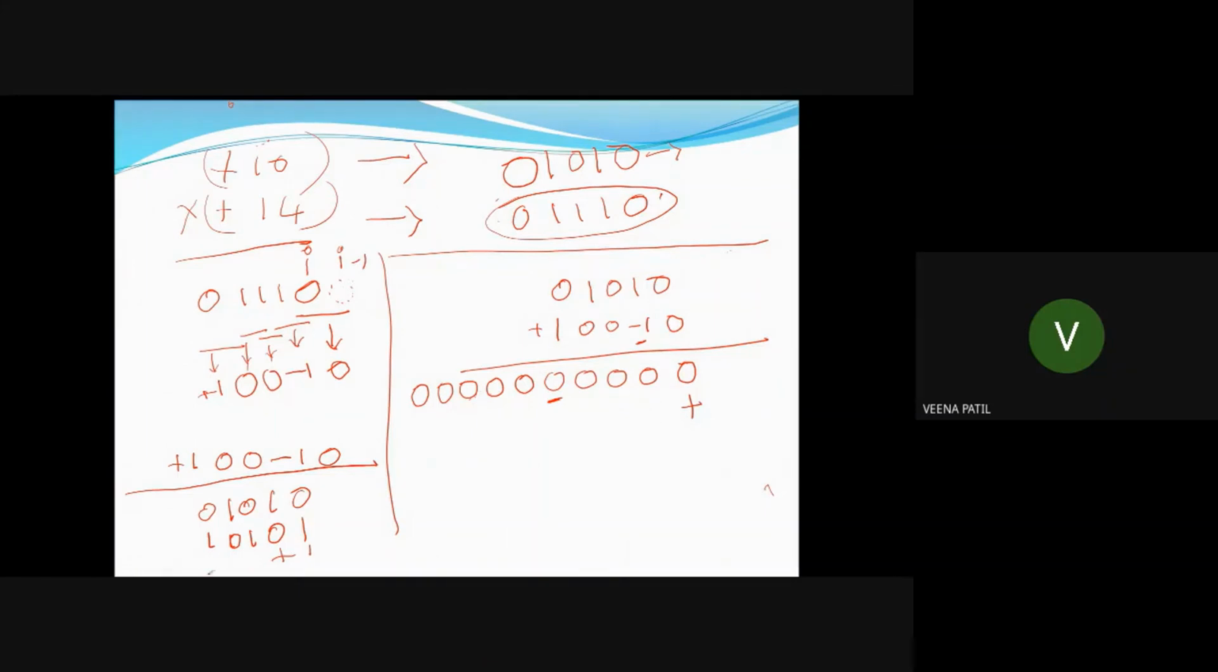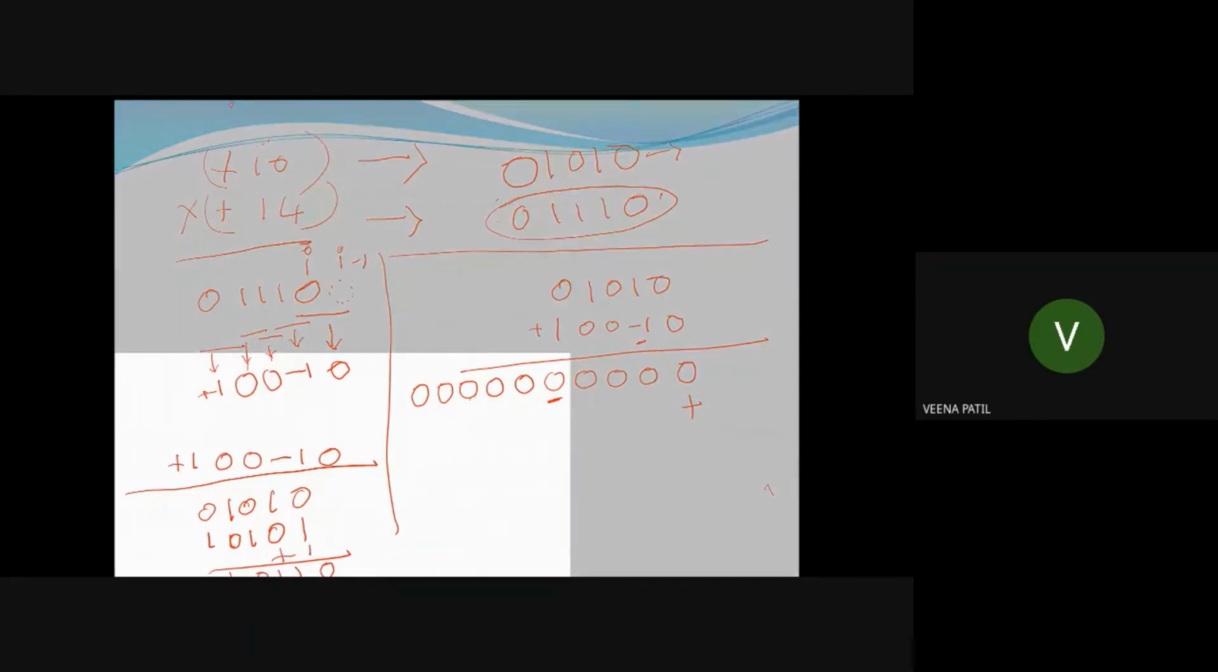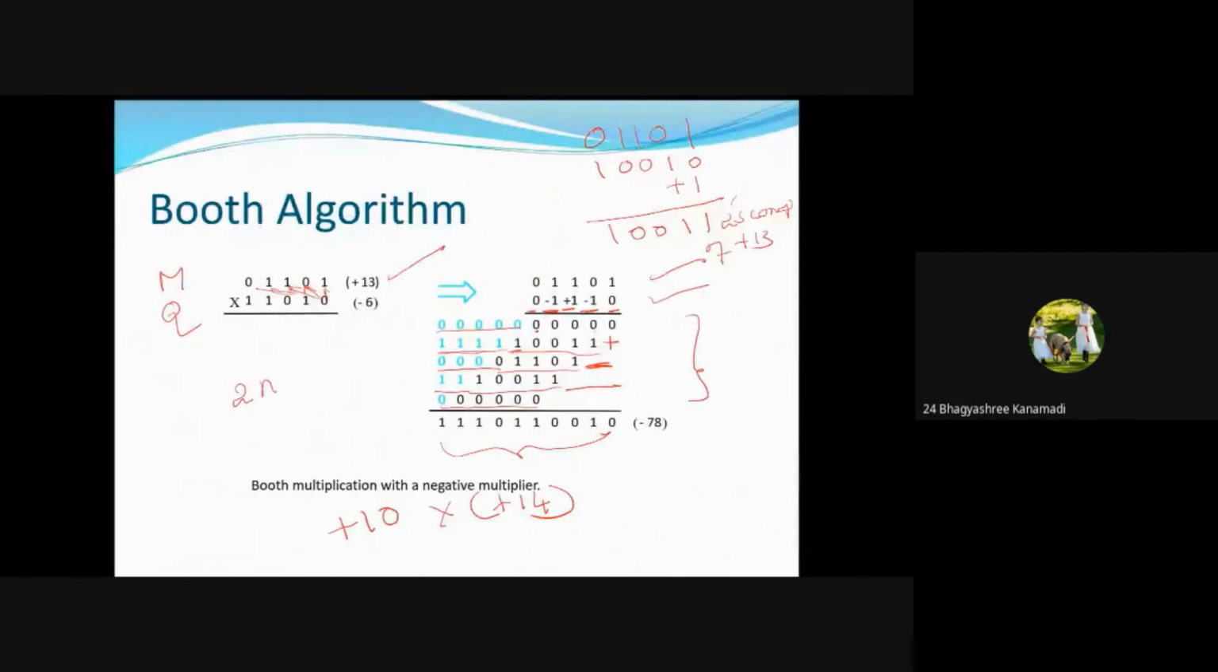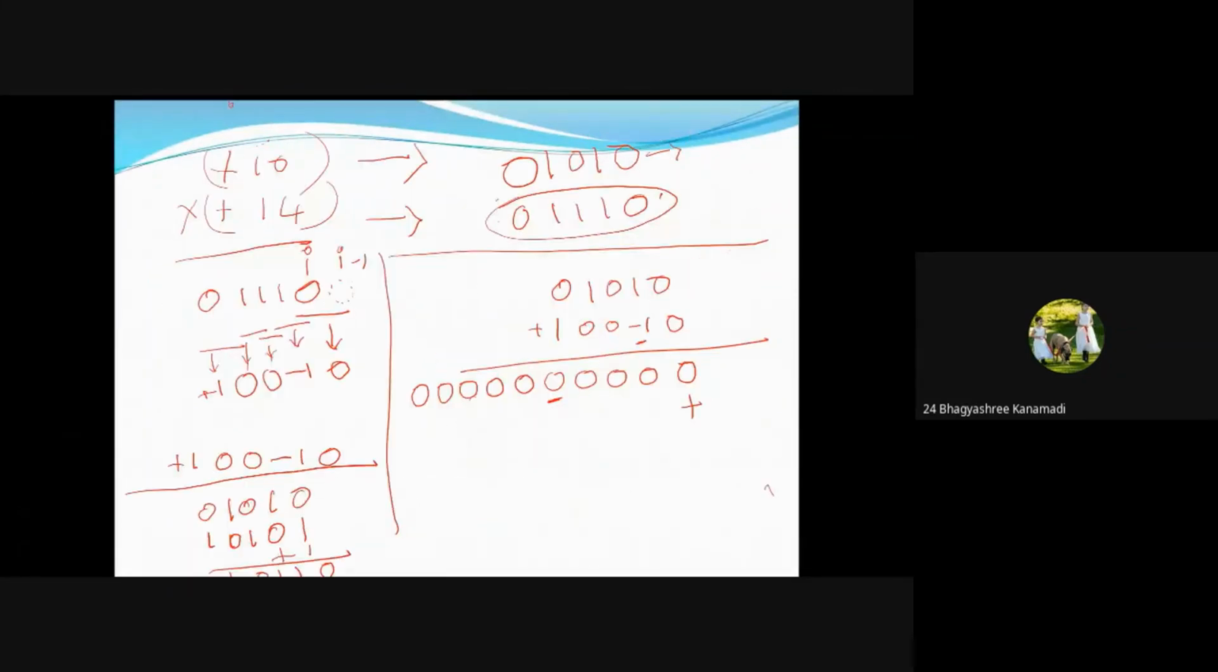Yeah, can you please tell me the value? 0, 1, 1, 0, 1. So 2's complement of 10 is 1, 0, 1, 1, 0. Is it right? Yes, ma'am. Right? So I have to write this here.